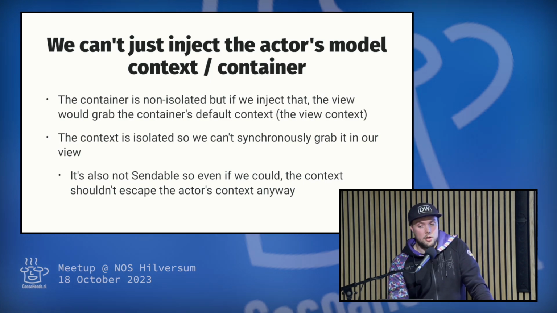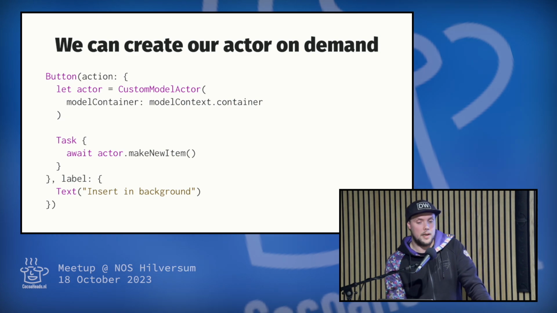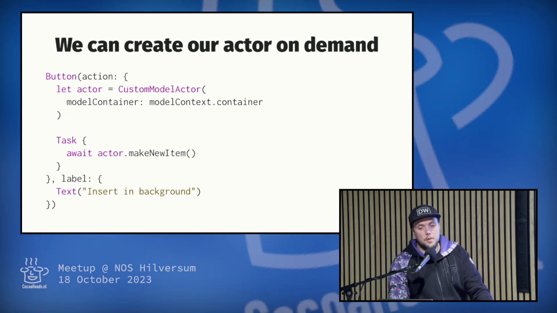So what we can actually do is create our actor on demand. So we can say let actor equals CustomModelActor inside of a button action. It's pretty lightweight to make this actor, and it's pretty lightweight to grab the model context container. So that's nice. And then we can make a task and we say await actor.makeNewItem. And that works. This compiles, this runs.